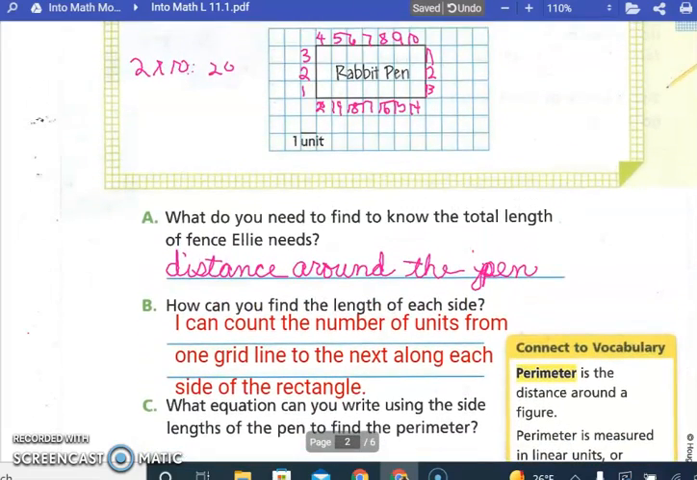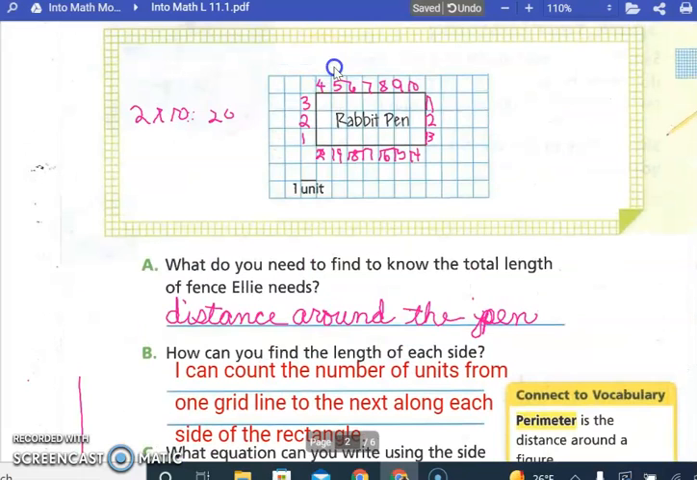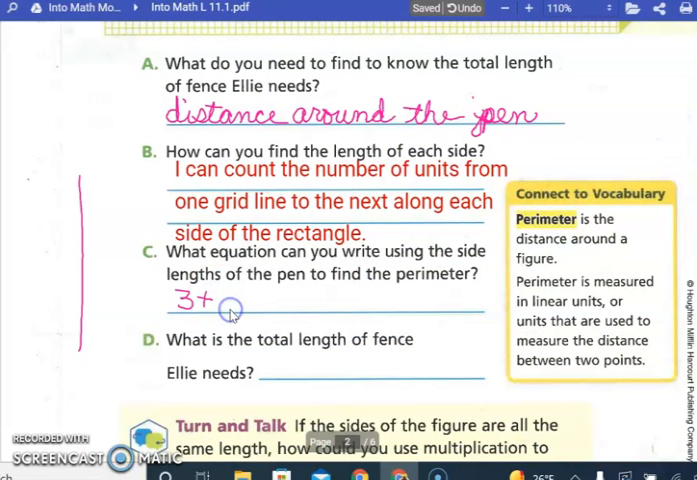So how many are on this side? 3. So I could have 3 plus, how many are along the top? Now we're going to have to do some thinking because we could have done 1, 2, 3, 4, 5, 6, 7, right? So 3 plus 7, and then we would have 3 down the other side and another 7. If we group these, we know that 3 plus 7 is 10, and another 3 plus 7 is 10. So this is equal to 20 units.